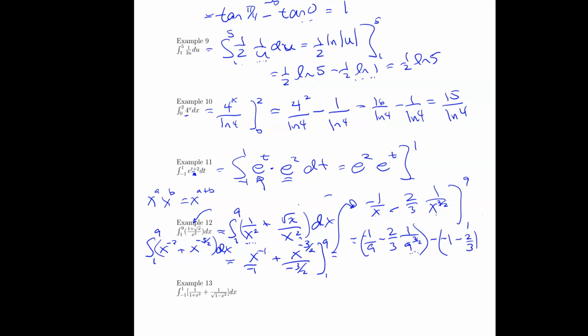So again, I'm going to deal with this. So I have negative 1/9 minus 2/3. So this is the square root of 9, which is 3, cube it, which is 27. And then I'm just going to distribute this negative through, so plus 1 plus 2/3. So I'm just going to leave it like that.